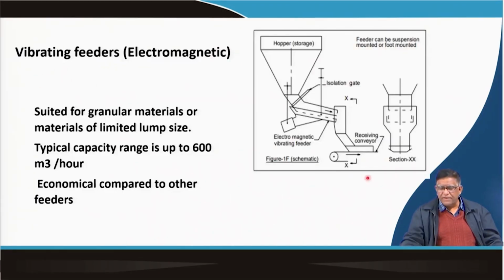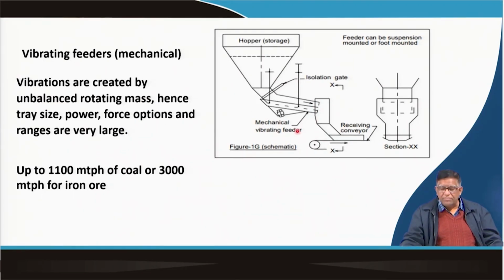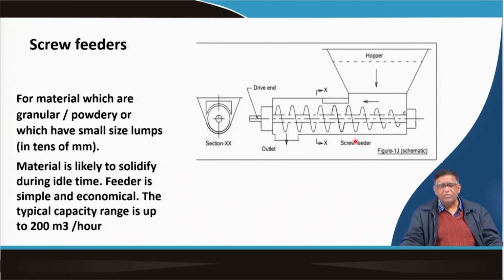A vibrating feeder, where the material coming from a hopper is given a vibration electromagnetically, then the material comes out of it and loads onto the conveyor belt. Similarly, the vibration can be given by mechanical means, without an electromagnet, making it vibrate, so that the material which was getting flood loaded over here is loaded through this chute onto the conveyor belt.